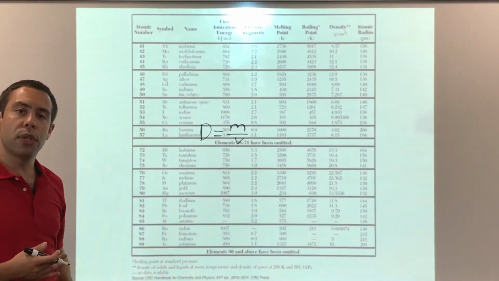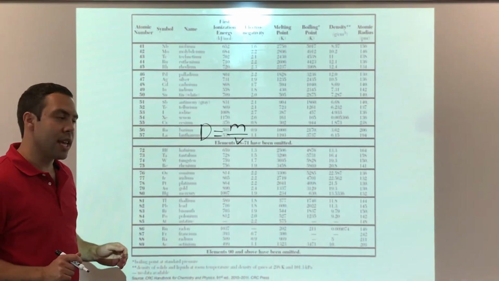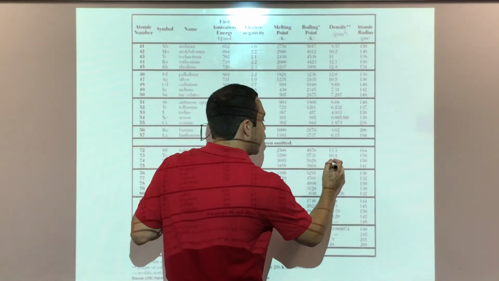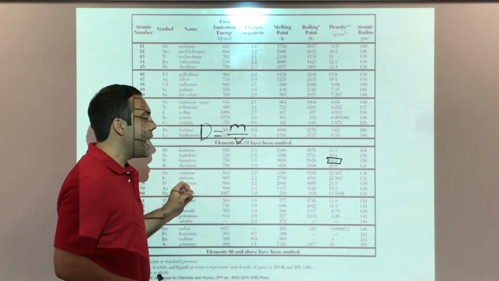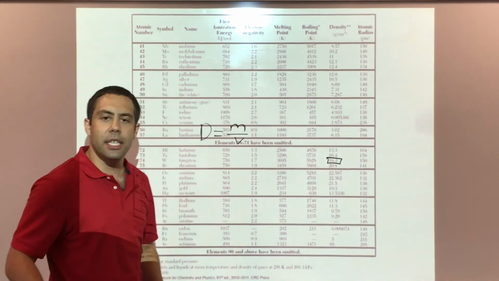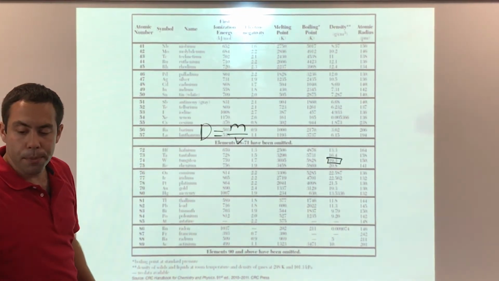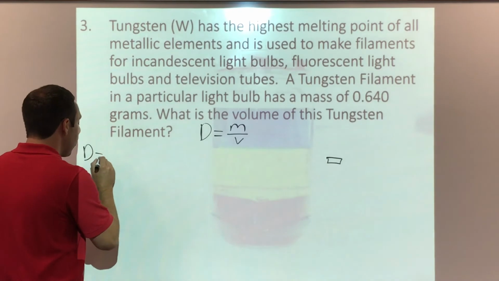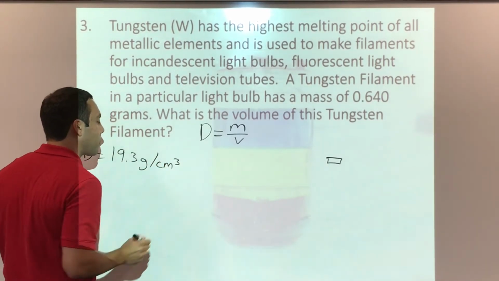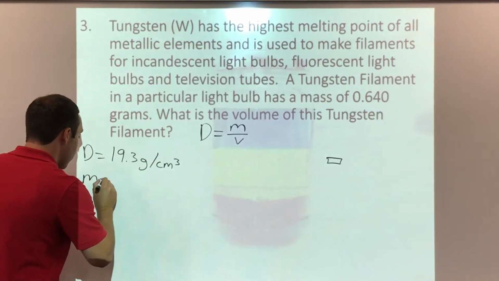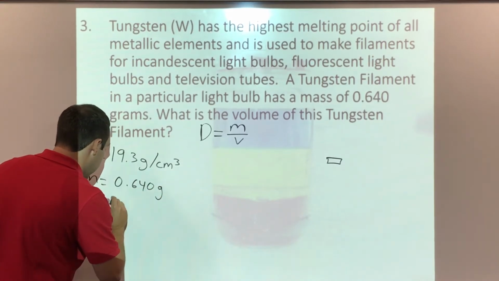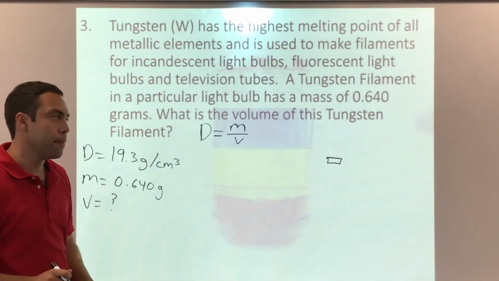So this time we have to go to page 11 of the chemistry reference tables. Still table S. Tungsten, element 74, second to last column, has a density of 19.3 grams per cubic centimeter. So remember that number, 19.3 grams per cubic centimeter. So density, 19.3 grams per cubic centimeter. Our mass is 0.640 grams, and our volume is our unknown quantity.